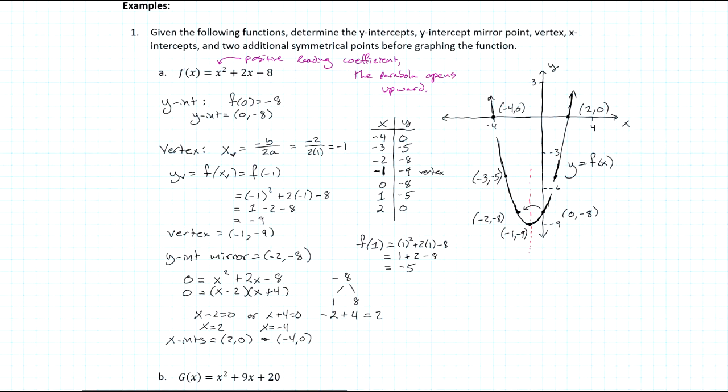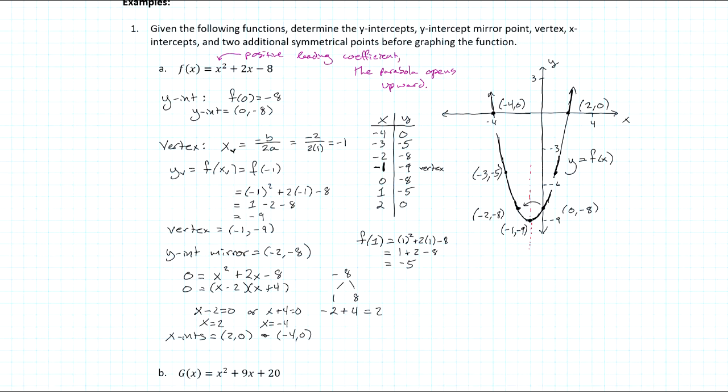We just have to go through that process of finding all of those points. It's nice to organize that information in a table somewhere along the way. We need to know how to find all those points. We need the vertex, the x-intercepts, the y-intercept, see that its mirror is across the axis of symmetry, and then find two other points that are symmetrical around that vertex.